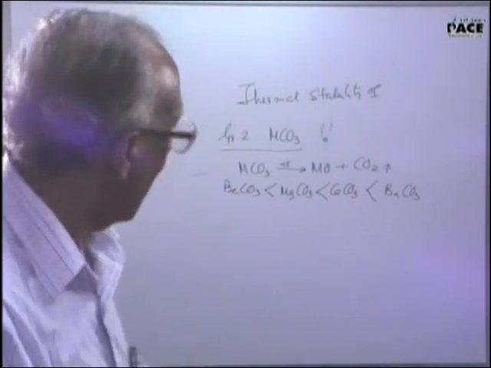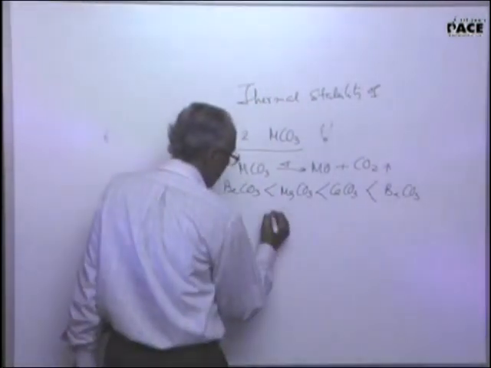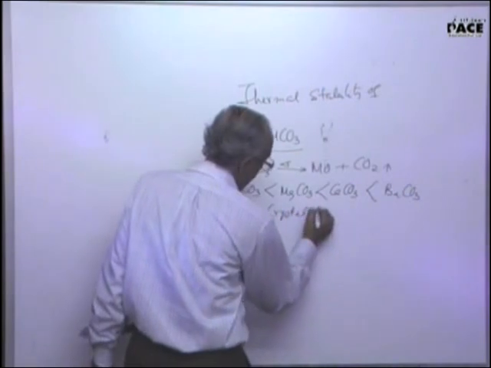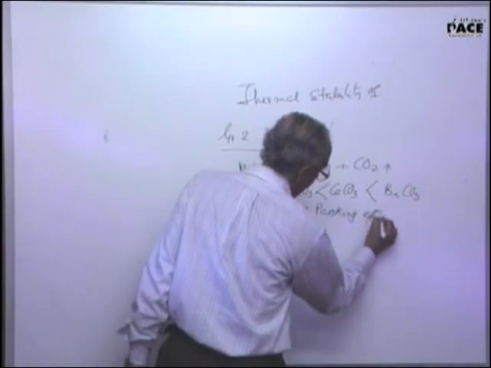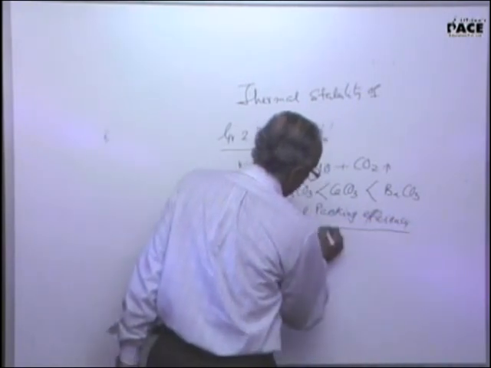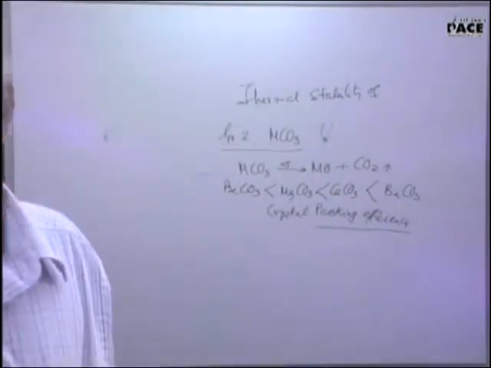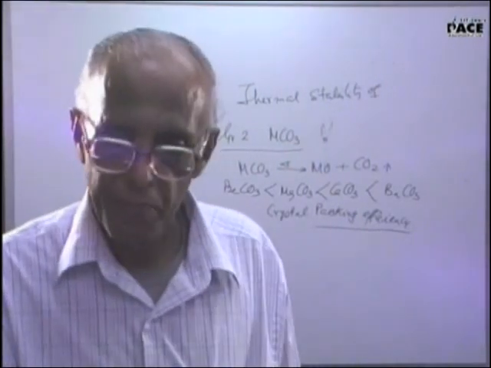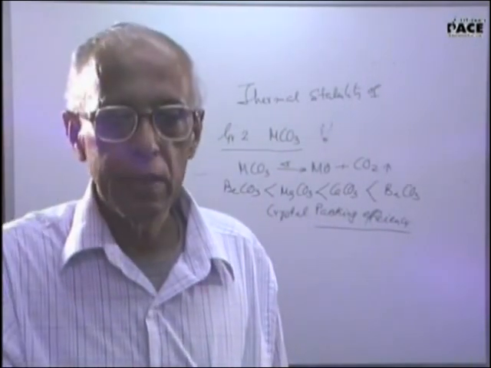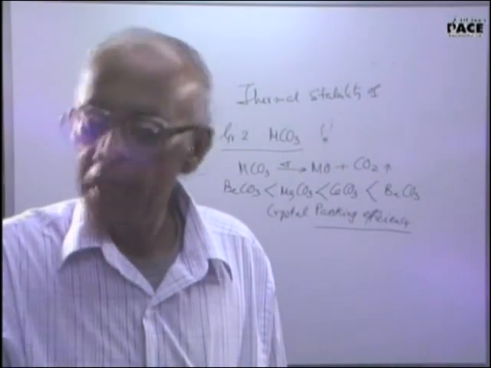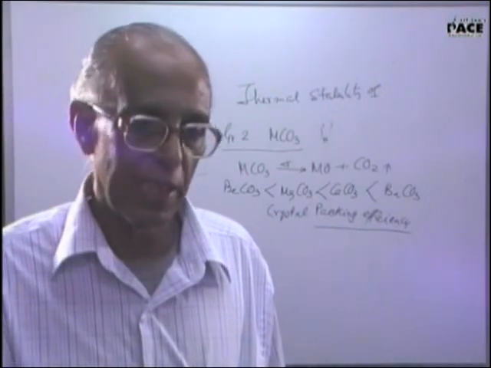What makes this? Why is this the order? So one way of looking at it is crystal packing efficiency. In a crystal, how the cations and anions are packed, how efficiently. If they are packed very efficiently, then the decomposition temperature will be high. If the packing is less effective, it will not be stable and it will decompose easily.